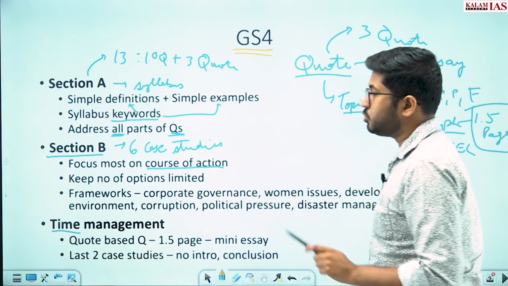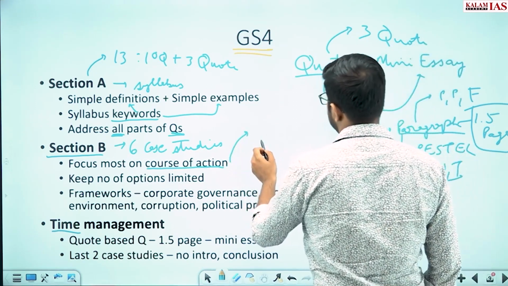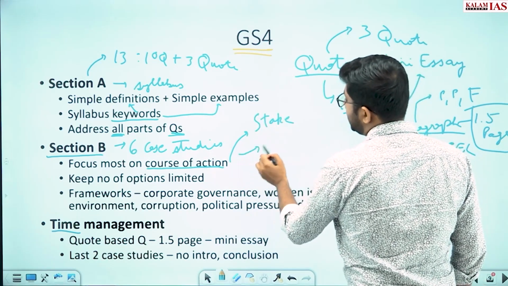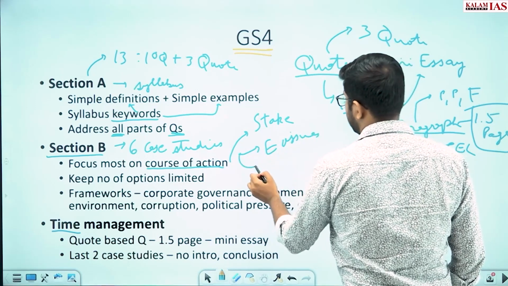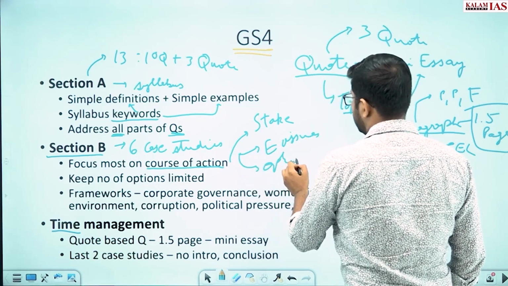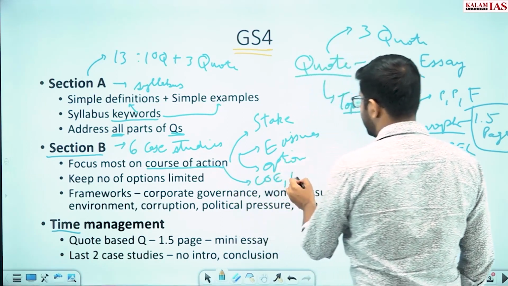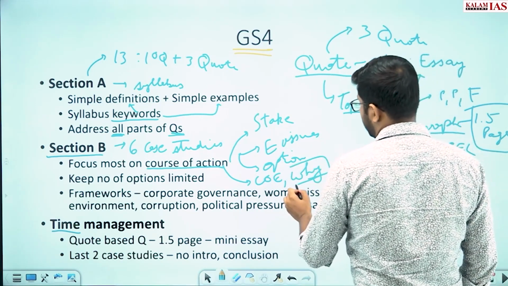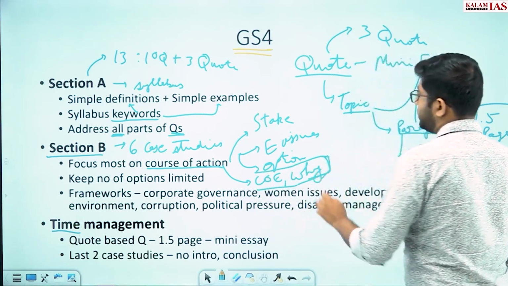So focus most on this part. Almost all case studies have standard elements like various stakeholders, then ethical dilemmas or ethical issues in the case, then options available, then the important thing is the course of action, and then why that particular course of action. So this part is very important, your course of action and why, the justification of that part.